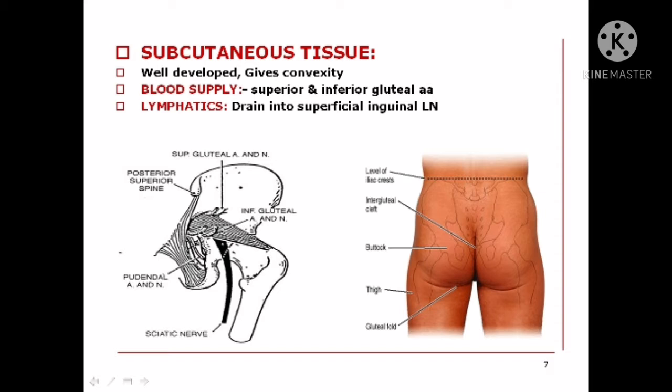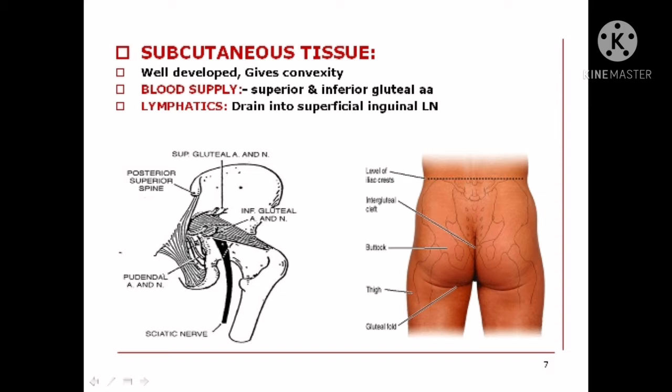If you concentrate upon the gluteal region in the diagram on the right side, there is the level of the iliac crest shown by a straight dotted line, and lower down at the junction of the thigh, on the back of the thigh, you can see the gluteal fold. In between the gluteal fold and the dotted line, this entire region is called the gluteal region, and we will discuss this particular region. The subcutaneous tissue is well developed and gives convexity to the gluteal region.